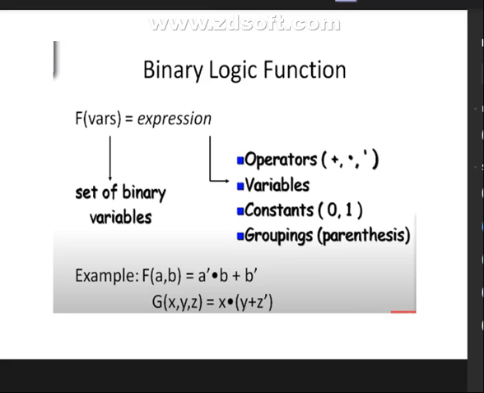Here what are the variables that we are having? Only a comma b are the variables, and in this first expression, the operators that we are going to use are, first one is dot and second one is plus. Next one, g of x comma y comma z. This is another expression. In this expression, the variables that we are going to use are x comma y comma z, and it is having some parentheses, and the operators that we have used are multiplication and addition operators.